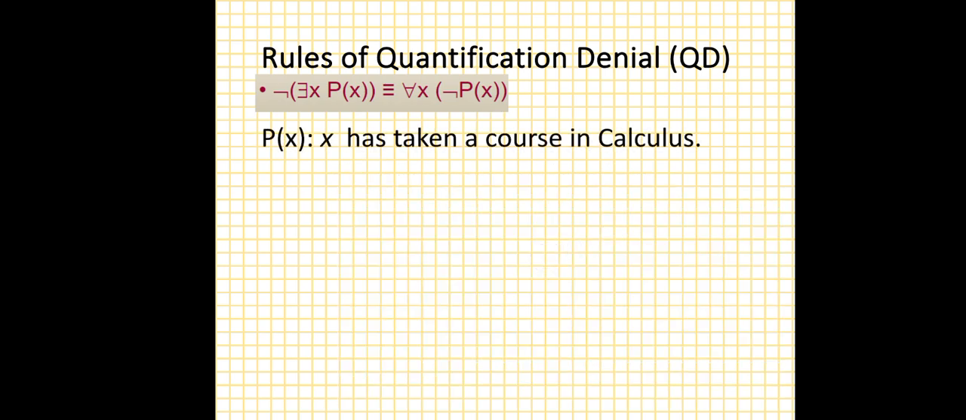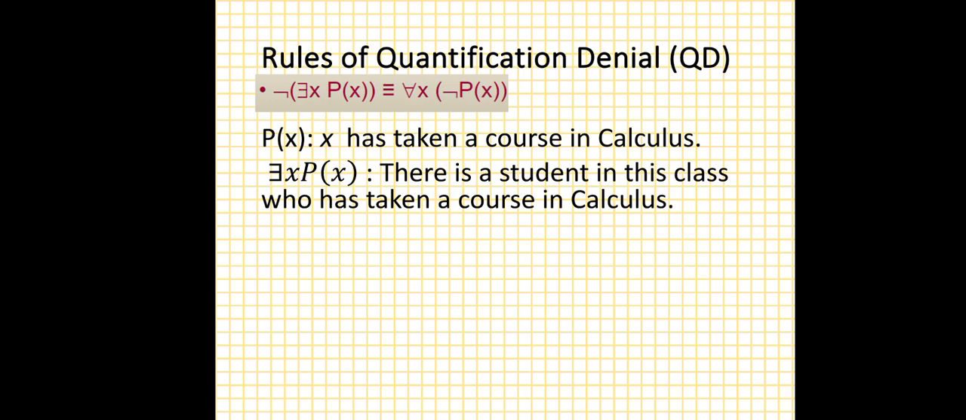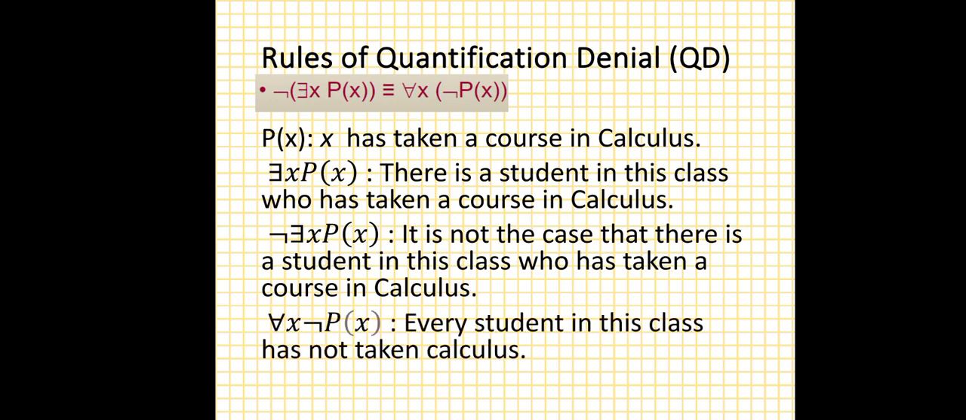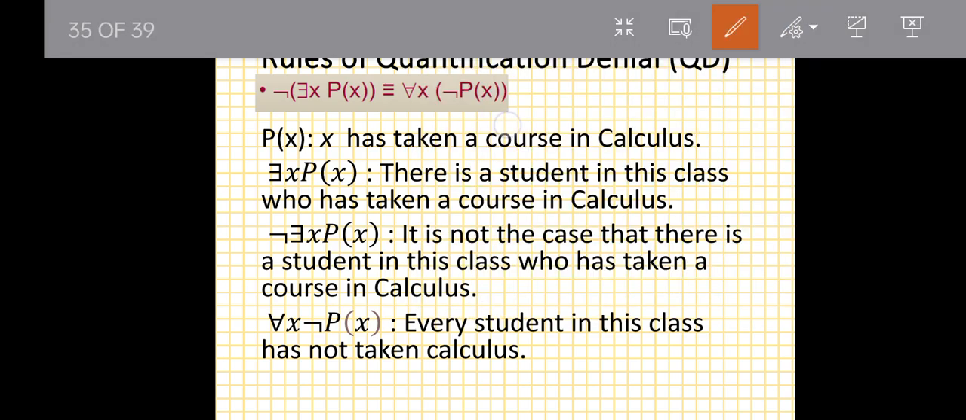So, let's have another example. P of X: X has taken a course in calculus. There exists X, P of X, is simply, there is a student in this class who has taken a course in calculus. Negating that, it is not the case that there is a student in this class who has taken a course in calculus. It is equivalent to for all X, negation of P of X: every student in this class has not taken calculus. So take note, we should use the words every and all for the for all, then negate our P of X right away.